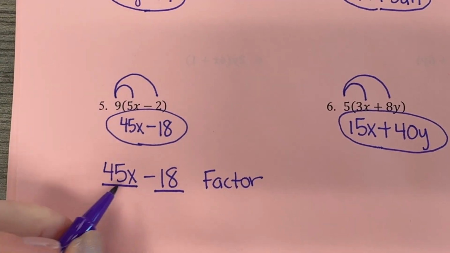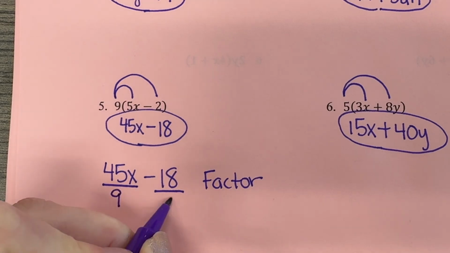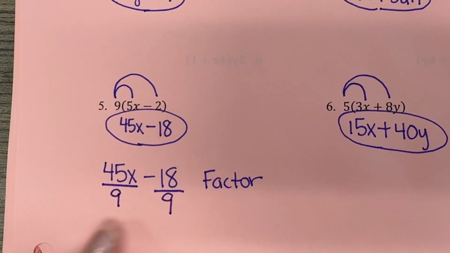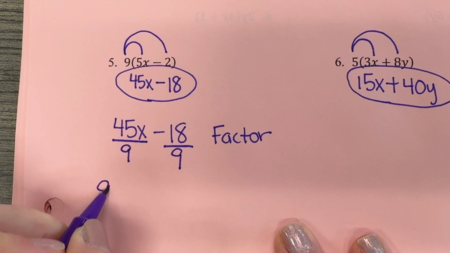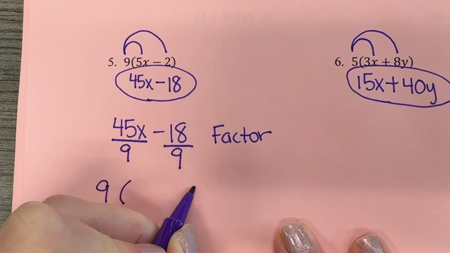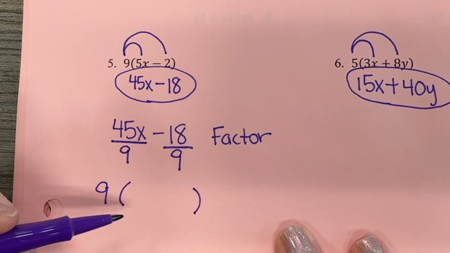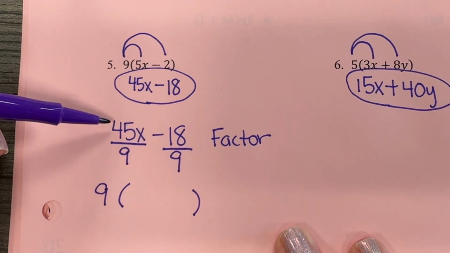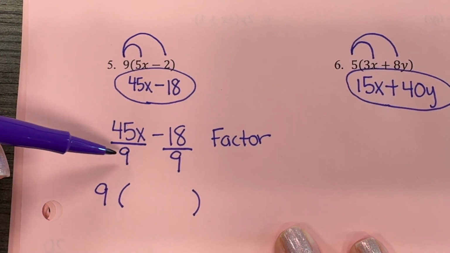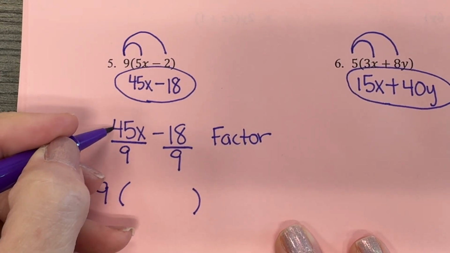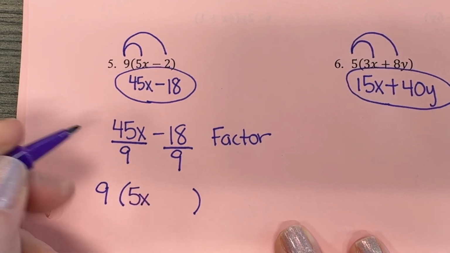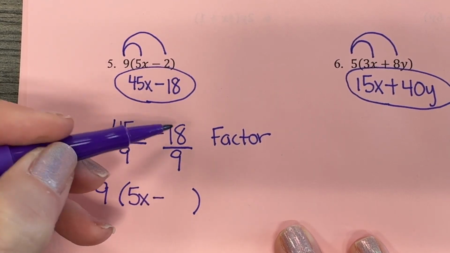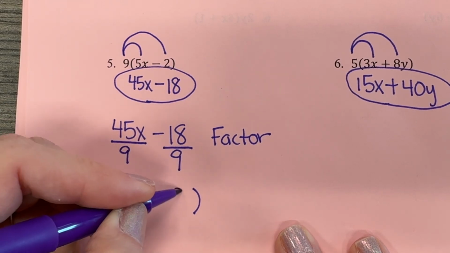I hope you're thinking it's 9. So I place my 9 under each term. Now the GCF comes to the front. You open up the parentheses, you put the leftovers inside. So now we do the math. 45x divided by 9, well, 45 divided by 9 is 5x. Bring down the minus sign. 18 divided by 9 is 2.